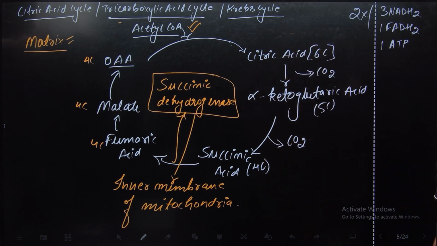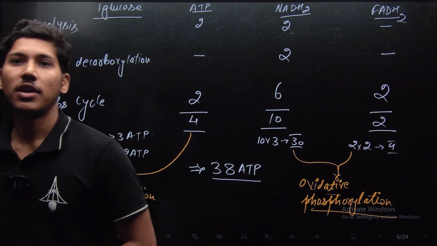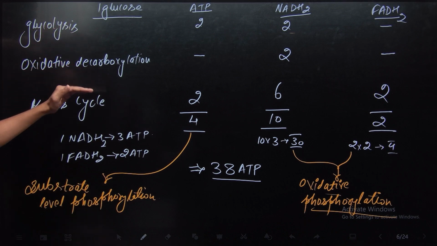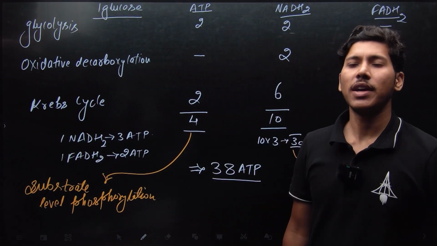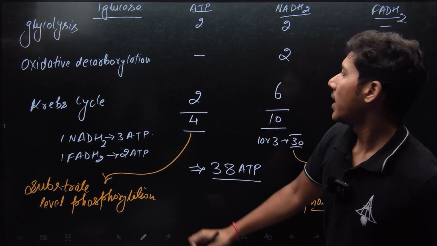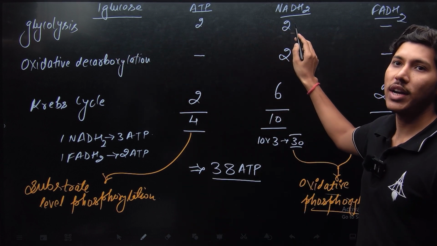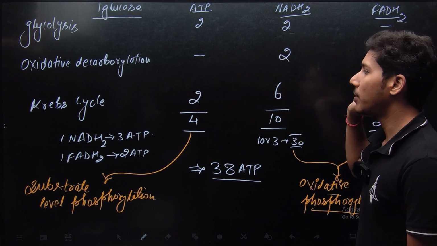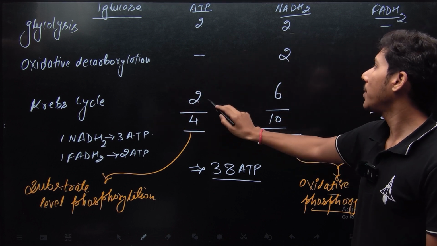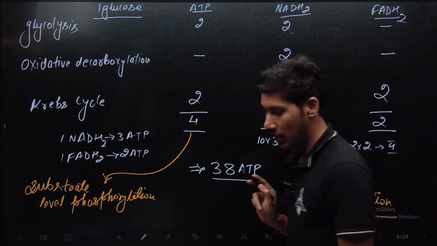Okay, let's see the respiratory chart. In glycolysis, oxidative decarboxylation and Krebs cycle, let's see how many ATP, NADH and FADH are produced. In glycolysis, 2 ATP are produced and 2 NADH are produced. Oxidative decarboxylation, only 2 NADH are produced. In Krebs cycle, 2 ATP, 6 NADH and 2 FADH are produced.